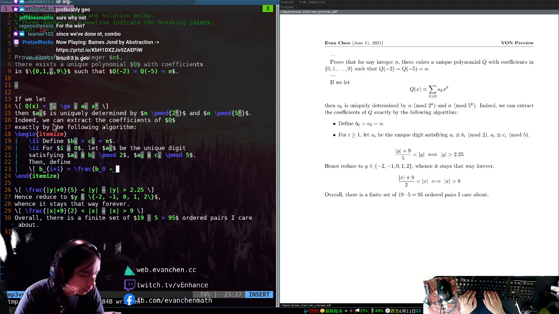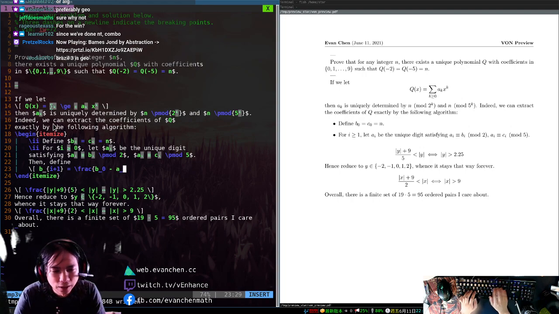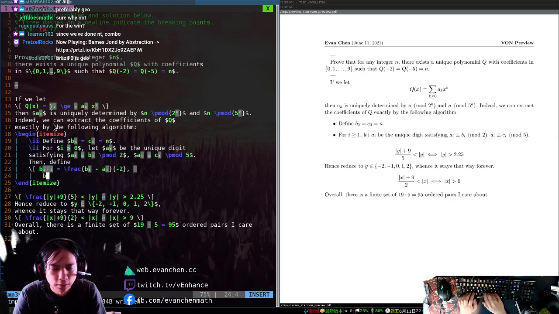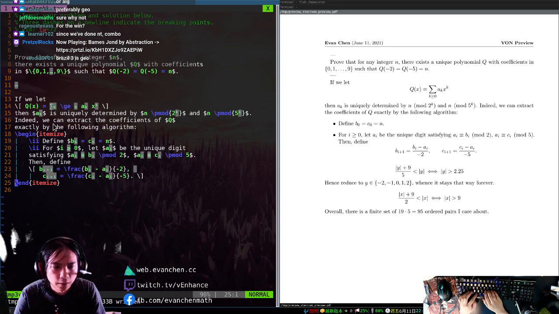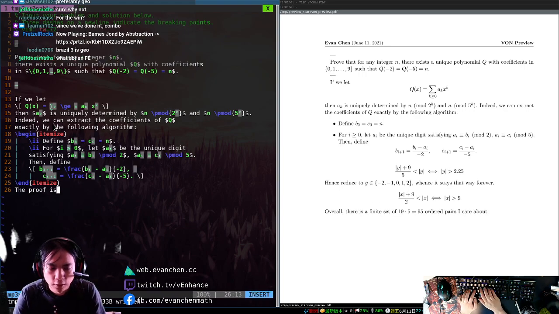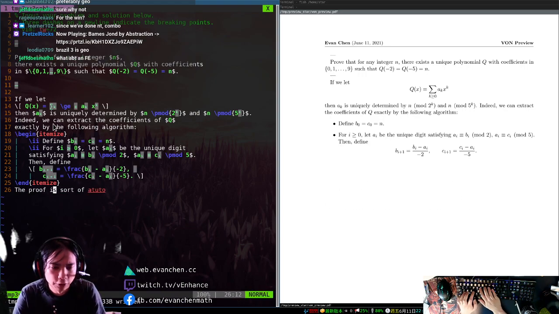Brazil 5 is short. Alright, I'll look at Brazil 5. So you take the previous one and you subtract A_i, divide by minus 2. C_{i+1} is C_i minus A_i over 5. The proof is automatic by Chinese remainder theorem.